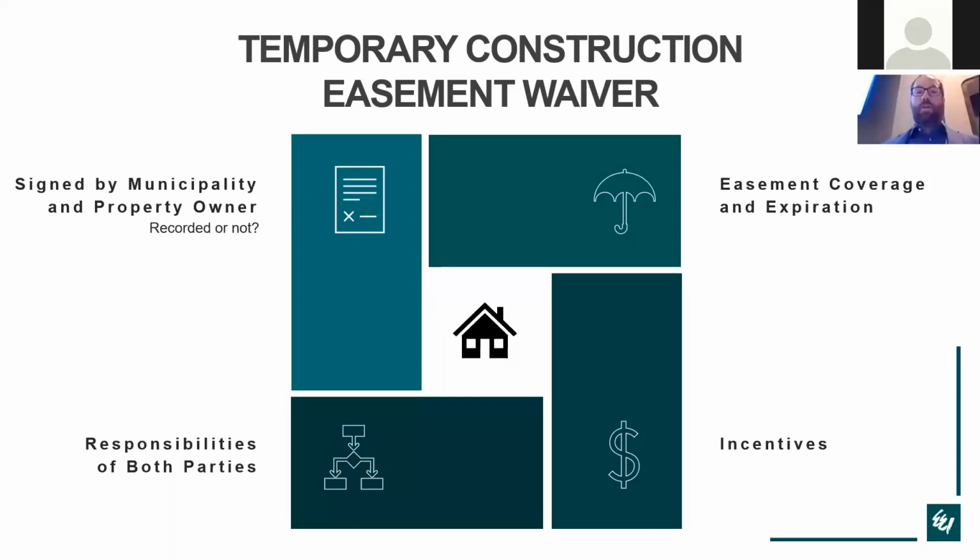One example could be that it's going to cover the entire lot for the duration of the construction and expires when the meter has been installed. If there's any incentives that you want to use to encourage participation, they'll be spelled out in the temporary construction easement. And then the responsibilities of both parties. You might want to have the homeowner either be present or have an adult present during construction just for liability reasons. So that'll be spelled out here as well.